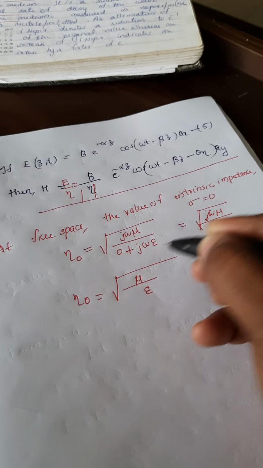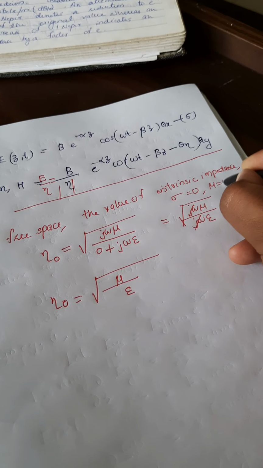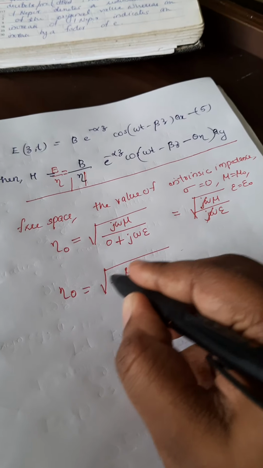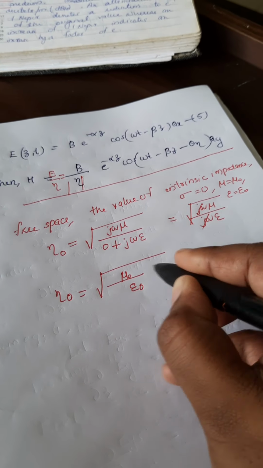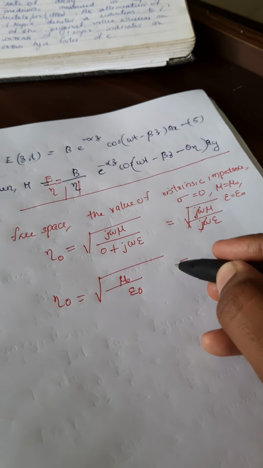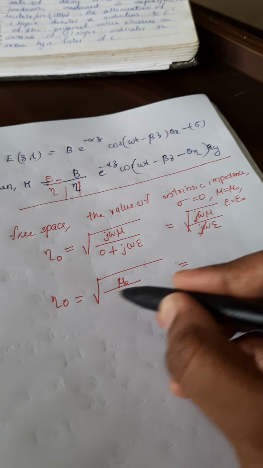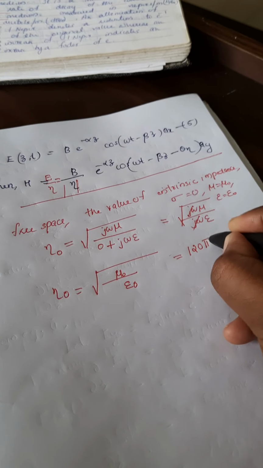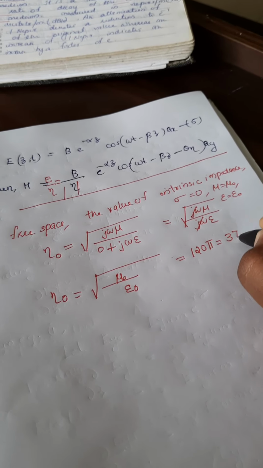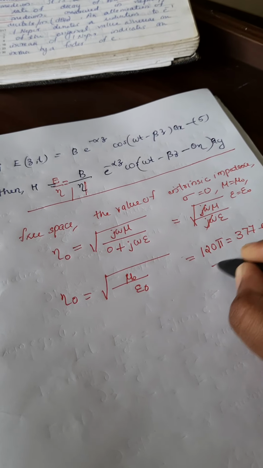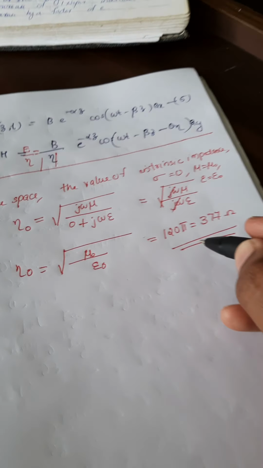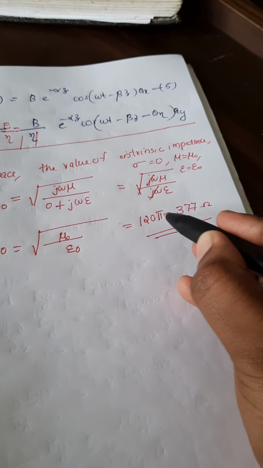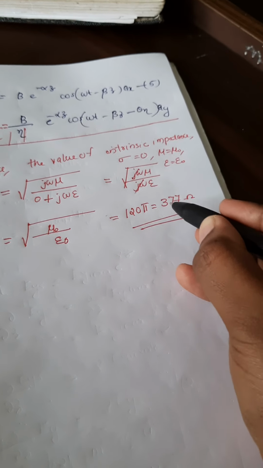At free space mu is mu 0 and epsilon is epsilon 0. When we substitute the values of mu 0 and epsilon 0, we get the intrinsic impedance at free space as 120 pi, or 377 ohms. And this value is very important. The intrinsic impedance at free space is 120 pi, or equal to 377 ohms.